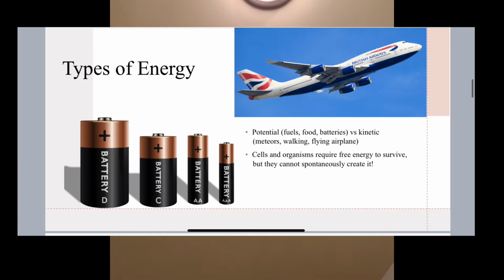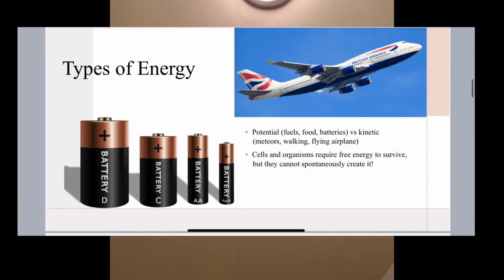From this, we know that there's a bunch of different types of energy. There could be potential energy, which is like fuel, food, batteries. There could be kinetic energy like meteors, walking, flying airplane. Cells and organisms require energy to survive, but they cannot spontaneously create it, which sort of goes back into our first law of thermodynamics and how you can't create energy.